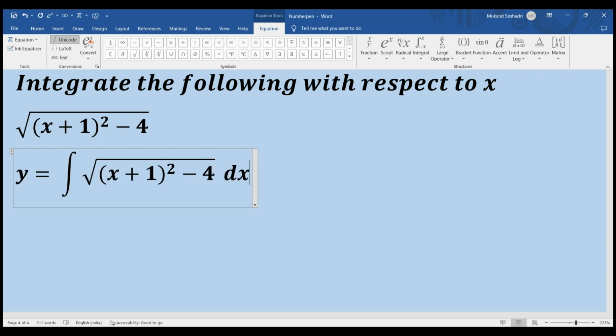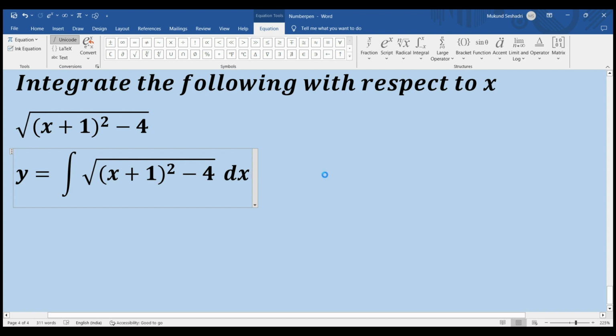So that's my y. I see that my y is not in a very simple format whose antiderivative I know from first principles. But when I take a closer look at y, I notice that I have an (x plus 1) the whole square minus 4 inside the square root, right? I know that my 4 is nothing but a 2 square. And with the substitution t equals x plus 1, I know that I can bring my y to the format integral of square root of x square minus a square times dx, right?